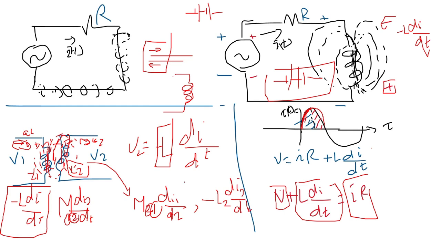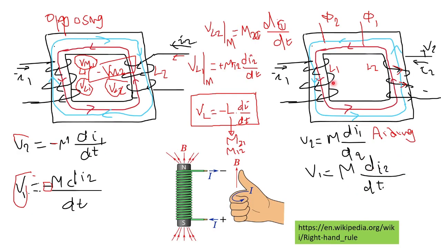The polarity of the mutually induced EMFs or voltages will depend on the physical winding of the coils. There are two cases for this: an aiding connection case and an opposing connection case. In the aiding connection, like the example in front of us, we have two coils L1 and L2. The current I1 through L1 has this direction, so if we apply the right hand rule, we can see that the magnetic flux is directed downward. It is the red one.